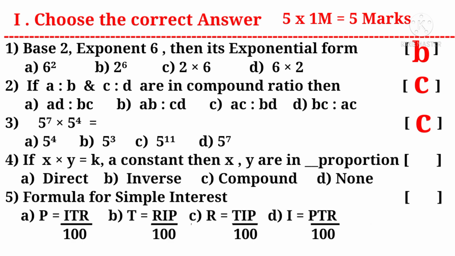Now fourth question, if x into y is equal to k, a constant, then x and y are in dash proportion: inverse proportion. So the correct choice is B. Formula for simple interest is I is equal to PTR by 100. So the correct choice is D. So these are the multiple choice questions.